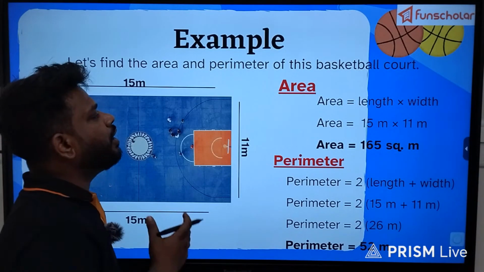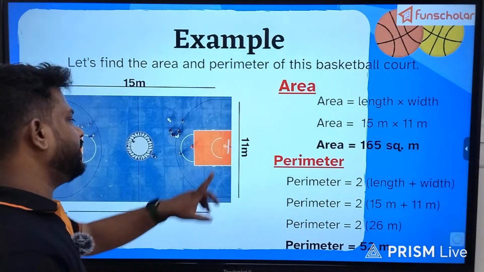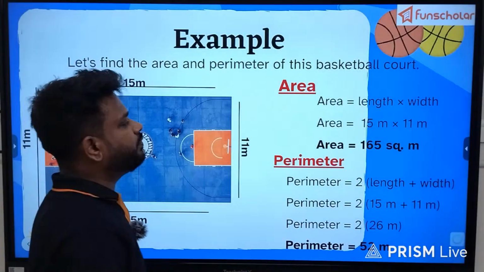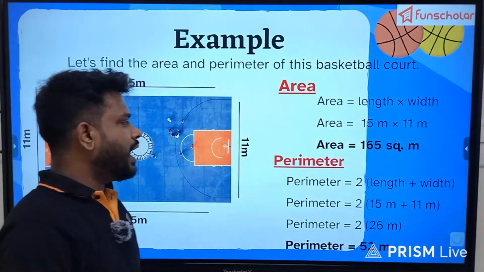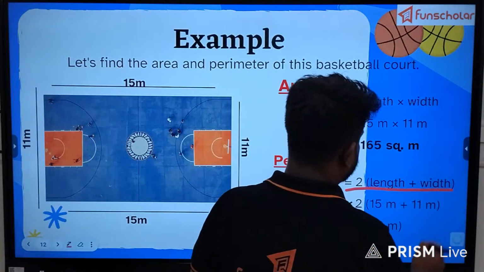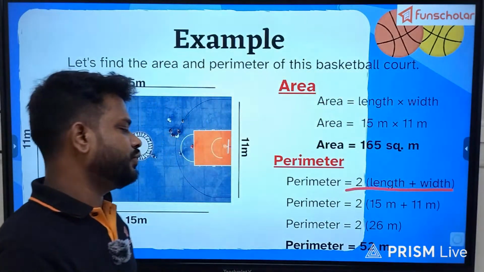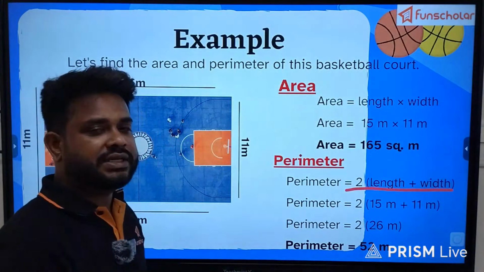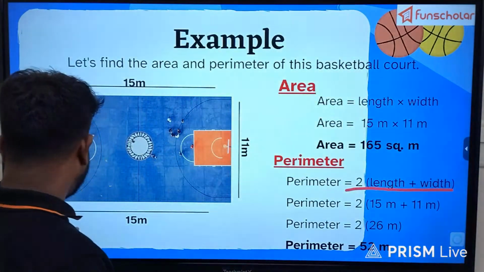So the area of a basketball court whose length is given as 15 and the width is 11. So the area will be 15 into 11, that is 165 square meter. And talking about the perimeter, the formula says that it is 2 into length plus width. So 15 plus 11 is 26. So the perimeter will be 26 into 2, that is 52 meter. Okay, it is done.